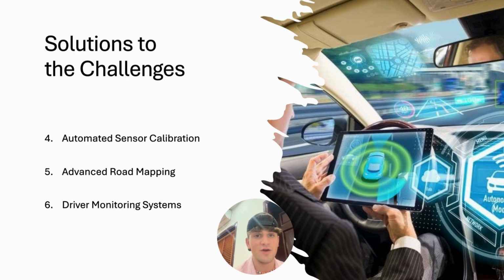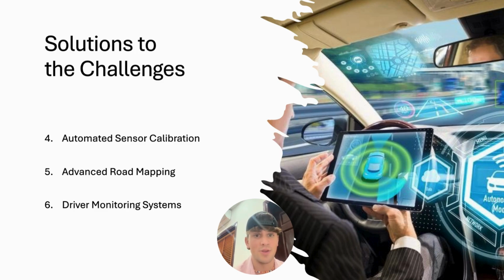For the fifth problem, we got advanced road mapping. So incorporating high-definition maps and GPS data allows ACC systems to anticipate road features such as intersections, sharp curves, and merging lanes. This information can help the system adjust proactively, ensuring a smoother driving experience.